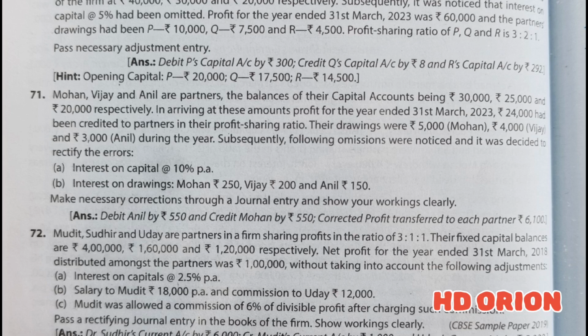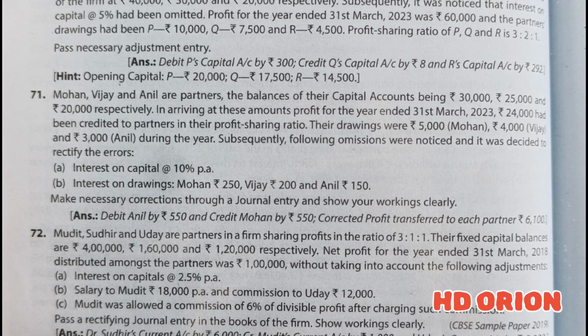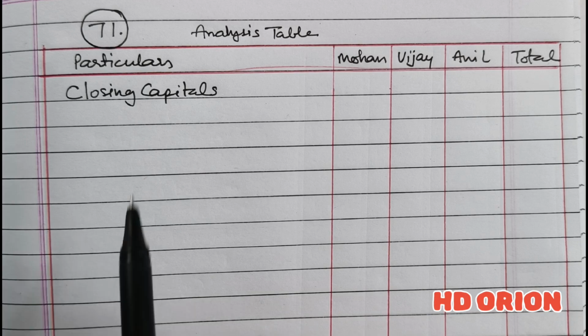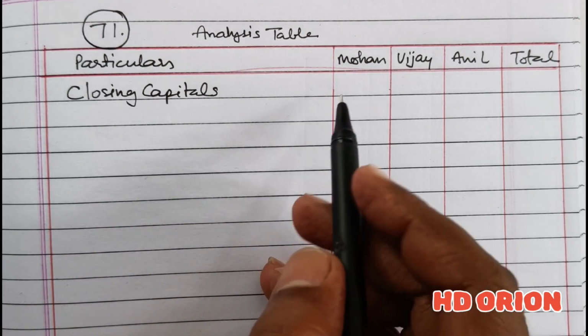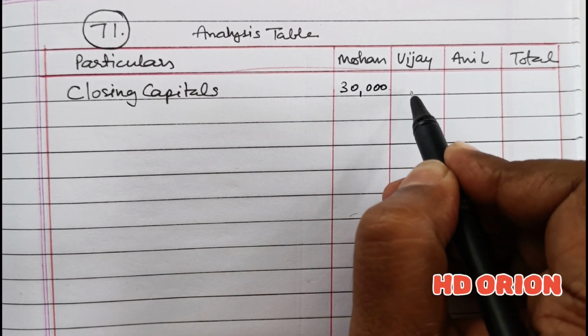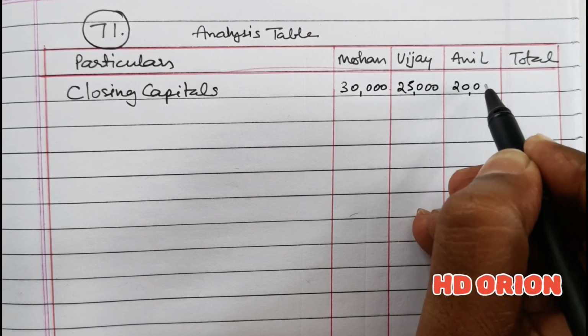So let us see how we will calculate opening capital balances and accommodate these two things to rectify the capital accounts of partners. So solution 71, first we will prepare analysis table. In this the first portion will be to calculate opening capital balances of the partners. Now closing capital balances are given as given in the question. Rupees 30,000 for the first partner, 25,000 for the second partner, and 20,000 for the third partner.